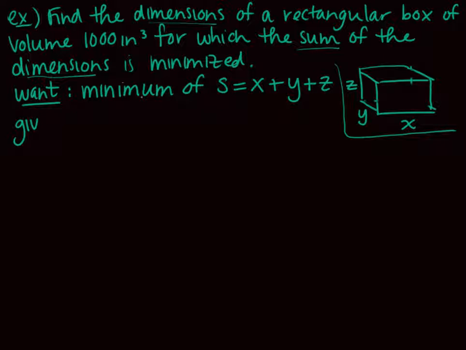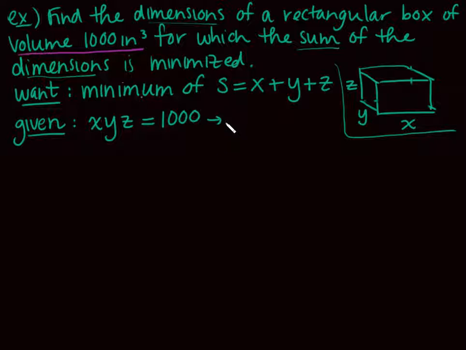So I'm going to state my given here. What else has been given to us? There has to be a way to relate these variables. And what they tell us is this information that the volume is 1,000 cubic inches. So that's what I need to use. So remember, volume of a box is just length times width times height. And that's what I have right here. So I'm given that xyz is 1,000. And that's how I'm going to relate the variables.